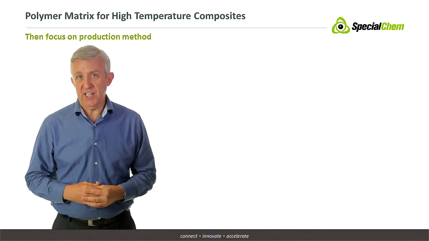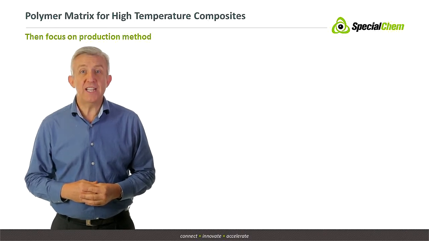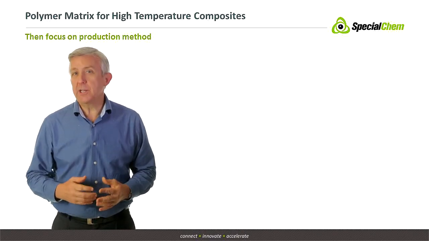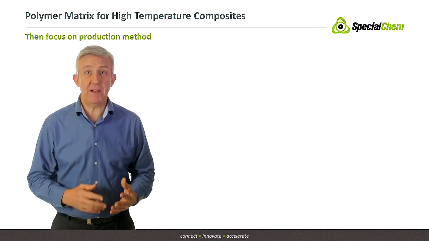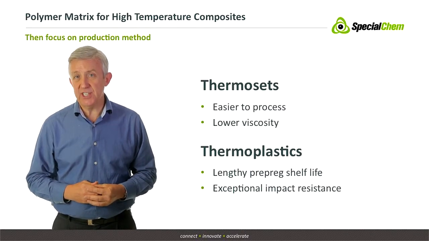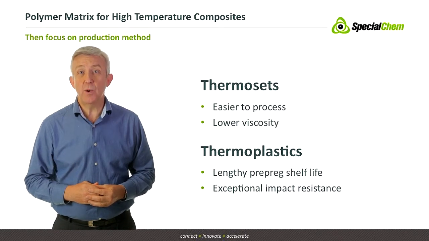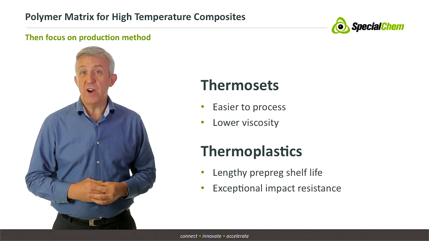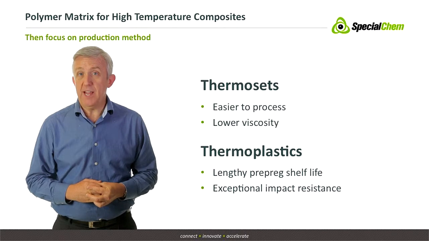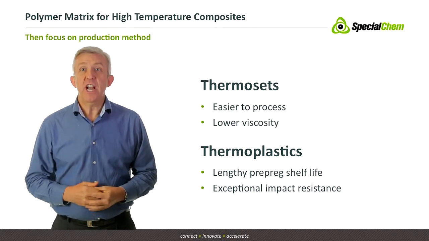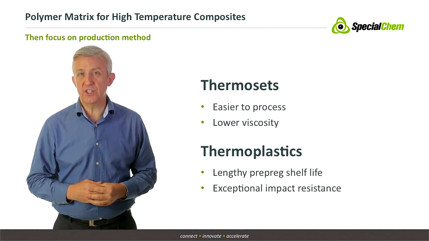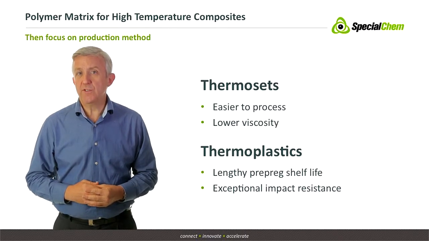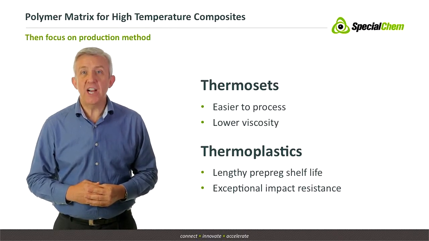A secondary feature for the selection of the right matrix material for your high temperature composite is the particular production method that you are using. In comparing the general class of thermosets to thermoplastics, thermosets are generally easier to process due to their relatively lower viscosity. On the other hand, thermoplastics offer lengthy prepreg shelf life and possess exceptional impact resistance. In addition, they provide the opportunity to use recycled content in your high temperature composite. Now let's look at several examples of choosing the right matrix material in a high temperature composite.